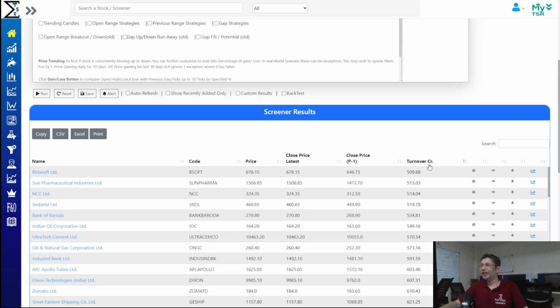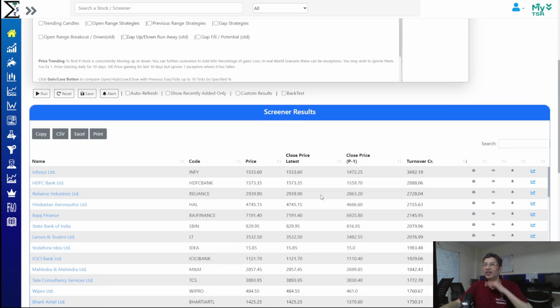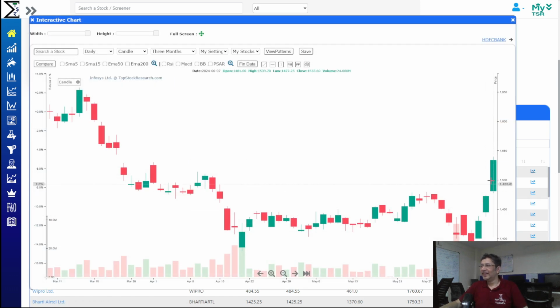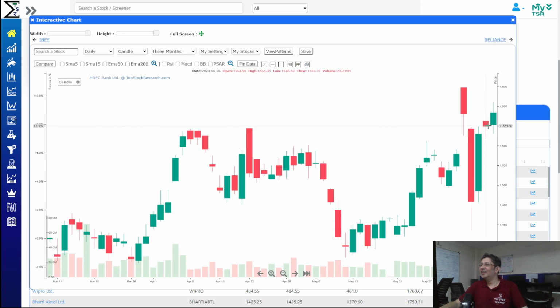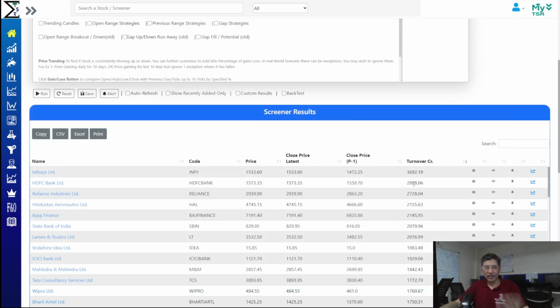So again, we'll sort by turnover. The first stock, Infosys, you'll see there's an excellent movement. The chart itself tells you there's a pretty decent movement here, a few percentage points. The number two stock has much lesser movement in terms of percentage, but the turnover is almost the same. So this will give you a very different perspective on which stock is moving higher with what volume.